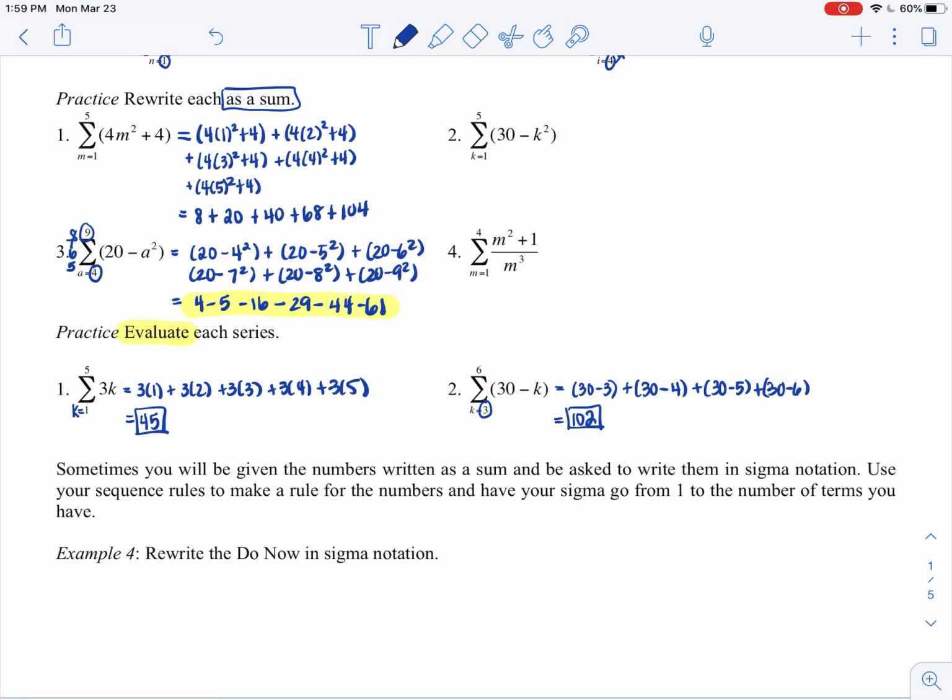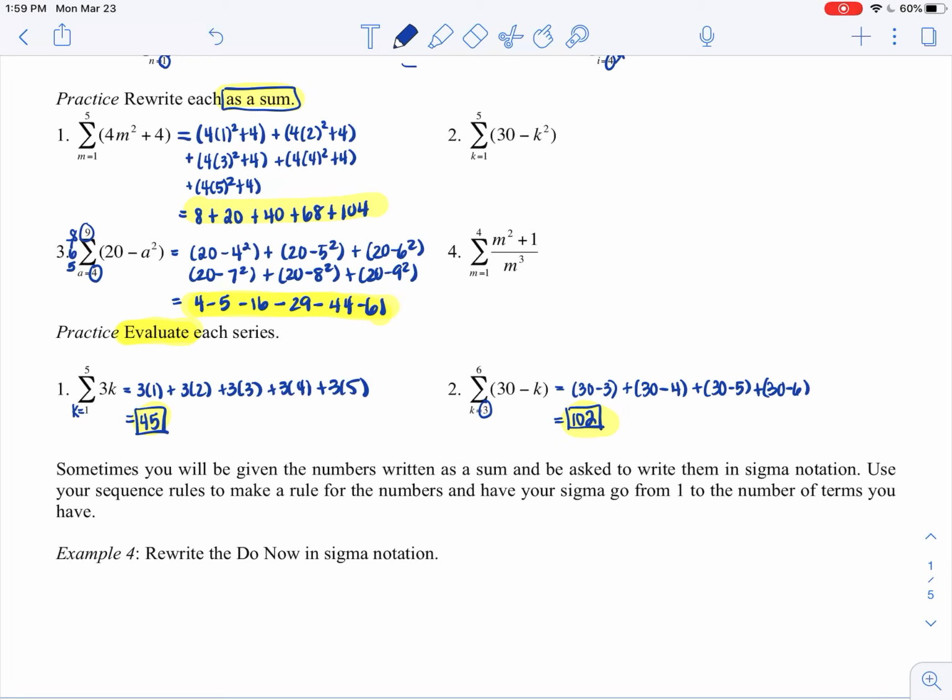So that's the basic idea of sigma. Again, it's a shorthand representation of a sum of terms. And depending on if you have to write it as a sum or you have to evaluate, you either leave it as a pattern of numbers being added together or you actually come up with what the value is when you add it all together.